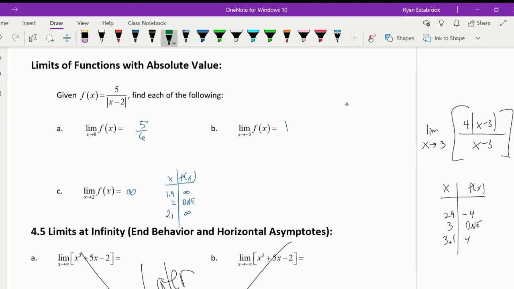Negative 3 minus 2 is negative 5. The absolute value of that is positive 5. 5 divided by 5 is 1. Our limit is equal to 1. Again, not a big deal. In letter C, now we have the big deal.